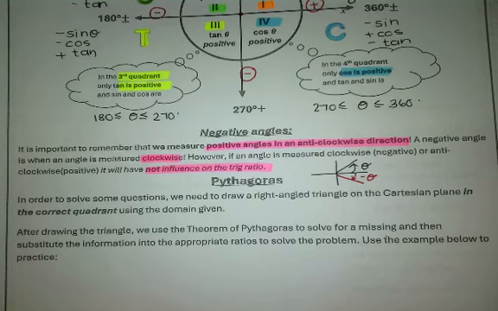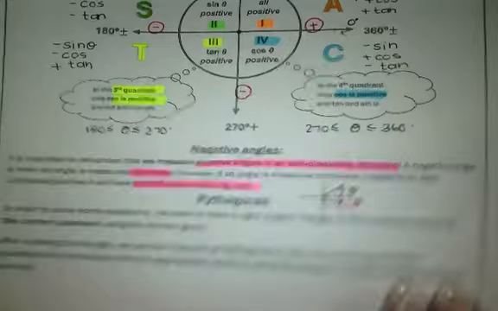However, it needs to be in the correct quadrant. So what's going to happen is, we're going to give you a question, and you're going to have to use the information in this question to draw a triangle on the Cartesian plane. Once you've drawn your triangle, you're then going to have to use that information to answer the questions that follow. After drawing the triangle, we use the theorem of Pythagoras to solve for a missing side, and then we'll substitute in order to find what we need to find. So I think the best thing here is for us to do an example so we can see what this is all about.